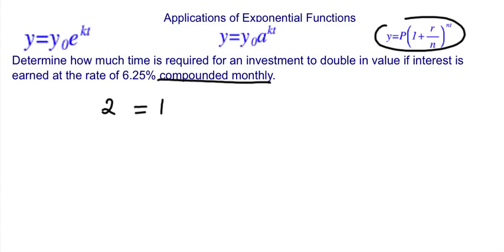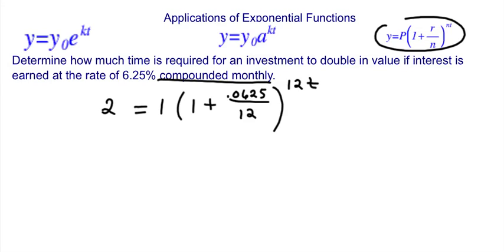All right, so now I'm going to come up with 1 plus my interest rate as a decimal. It says 6.25%, 0.0625, and it's monthly. That means it's 12 times a year. And then I'm going to come up with 12 times t, determine how much time, so that's what I'm solving for, t.